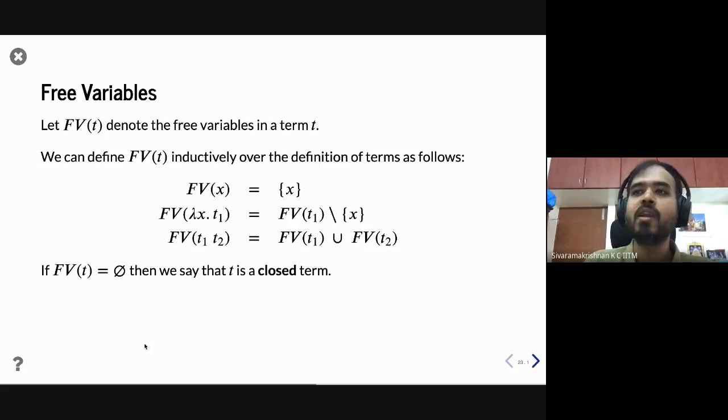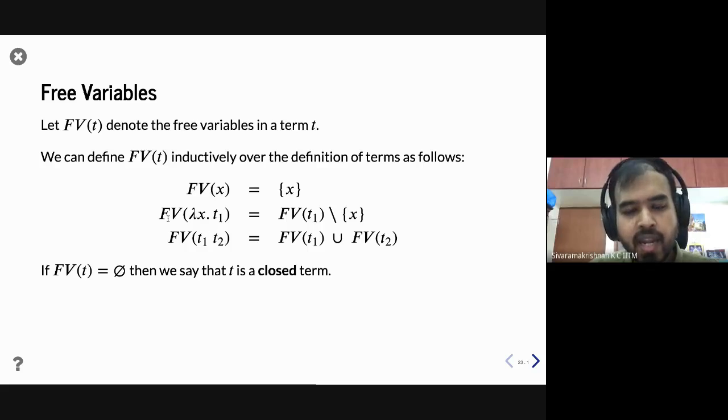Here is a formal definition of what a free variable means. The mathematical way of describing it is: FV(t) denotes the free variables in a lambda term t. We can define FV inductively over the definition of the terms as follows. The free variable of the lambda term x is just x. Let's look at the third one first. The free variables of t1 applied to t2 is the union of the free variables in term t1 and the free variables in term t2.